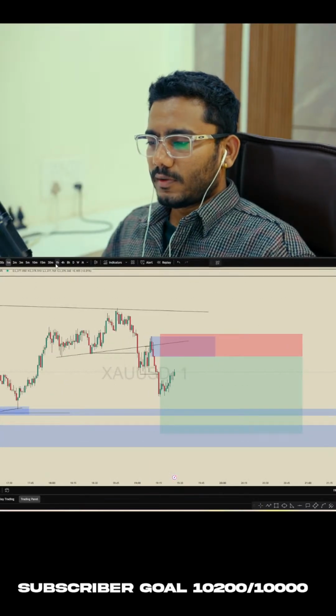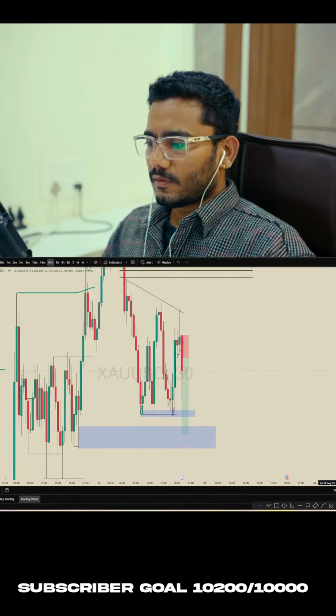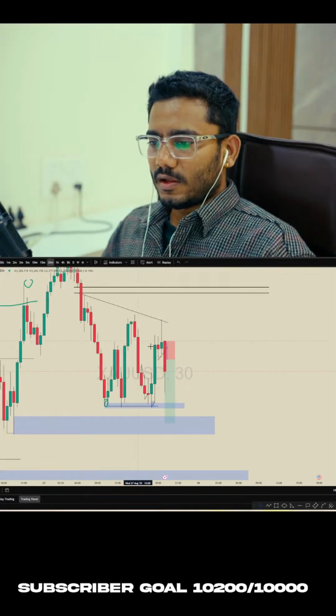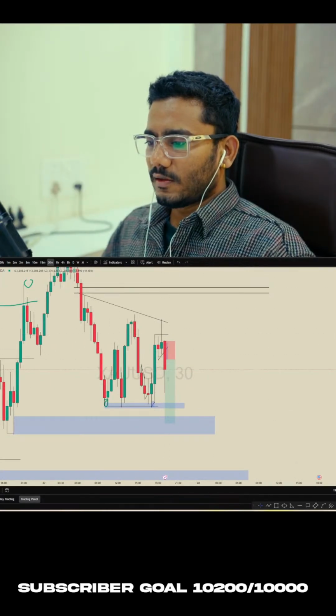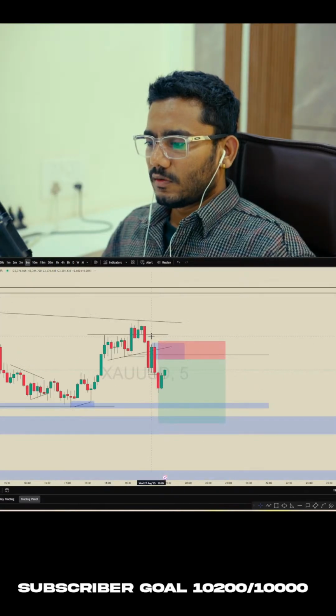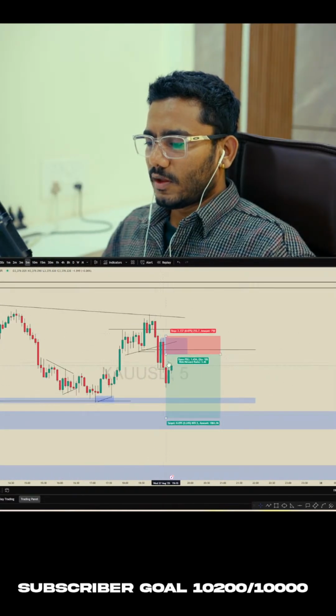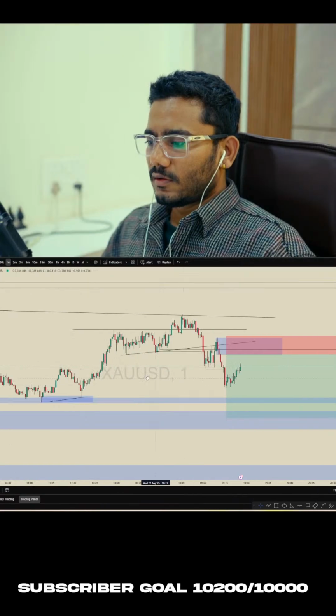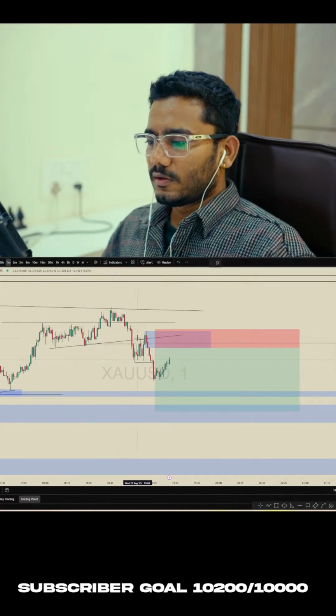If you look at 30 minutes, this is the area which took out this 30-minute candle, took out this high, and then price gave us a structure break to the downside. If you look at 5 minutes, we have this continuation trade, and we have the small inducement, a strong low, lower high.